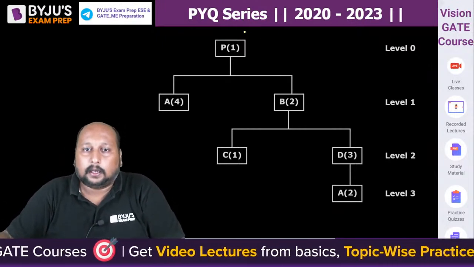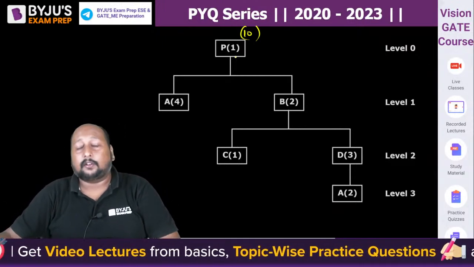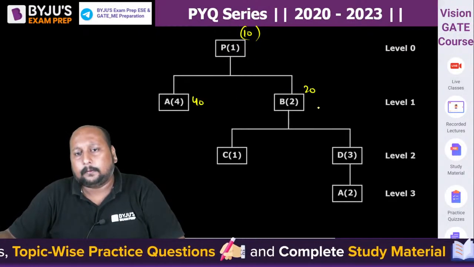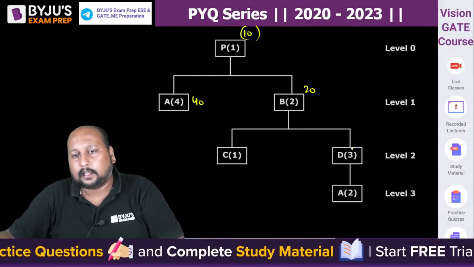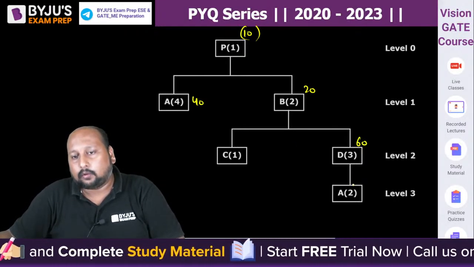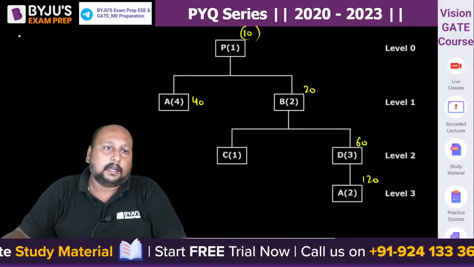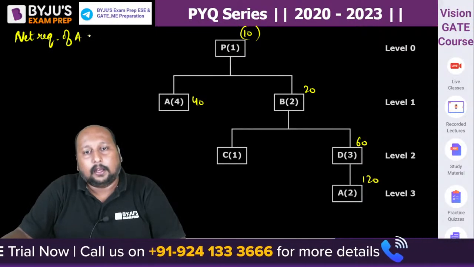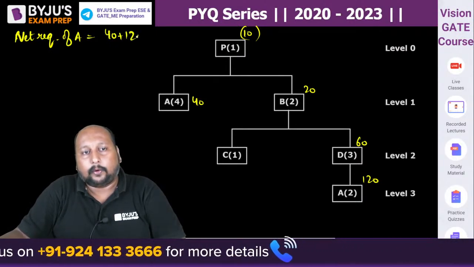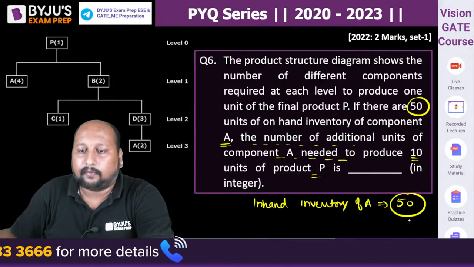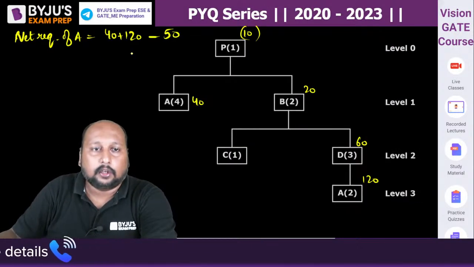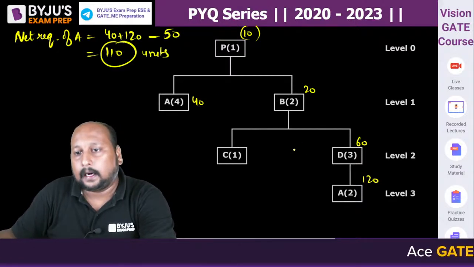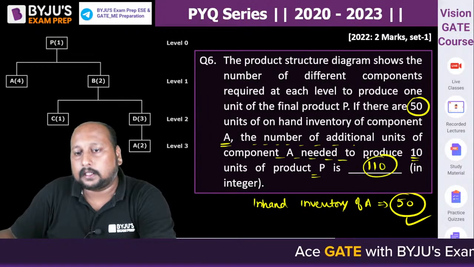We require 10 units of P. 1:4, this is 40. 1:2, this is 20. We have to calculate C. Na? This is 1:3, that is 60. 1:2, that is 120. So the net requirement of A will be equal to 40 plus 120, and already we are having 50 units in hand, so minus 50. So this is equal to 110. 110 units is the final correct answer. Is this clear?